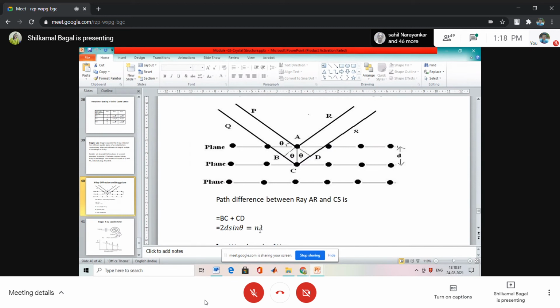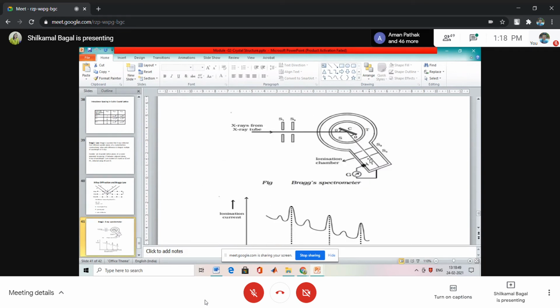Otherwise, when maxima happens, only then will the intensity be more. Maxima means what? Point of maximum intensity. Minima means what? Point of minimum intensity. Okay, so in the ionization chamber, when the reflected X-rays have maximum intensity, they will produce more ionization of the gas, and there will be maximum current through the galvanometer.